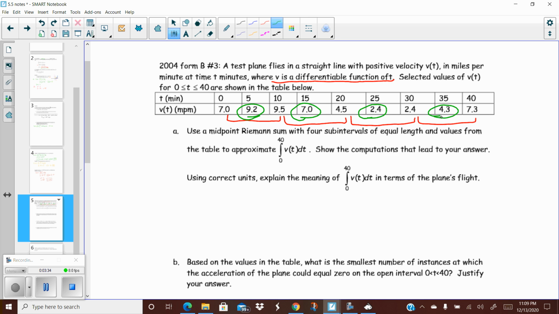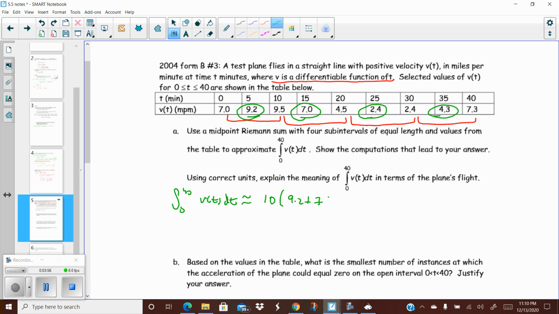So we're going to go ahead and write that out. So the integral from 0 to 40 of v(t) is going to be approximately equal to, because we're using approximating rectangles, 10, because that's the base, times the sum of all my heights.